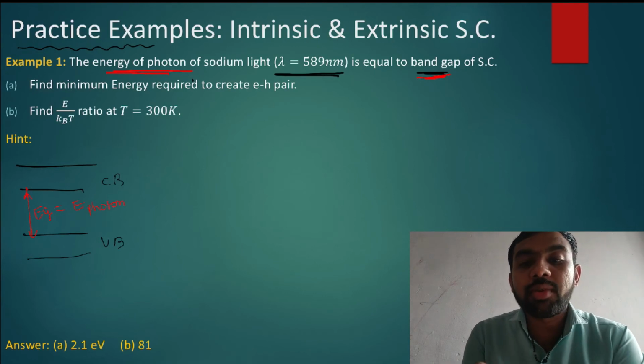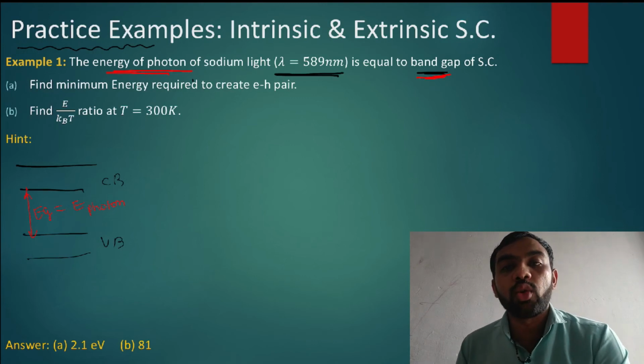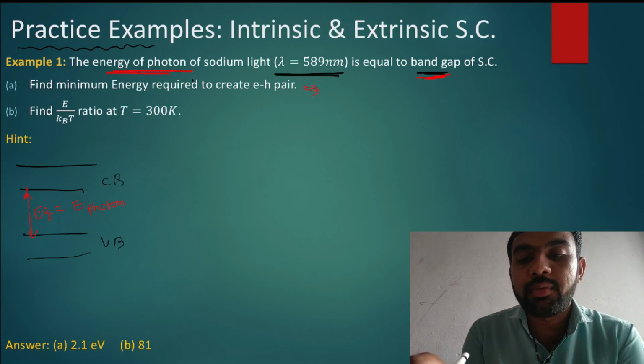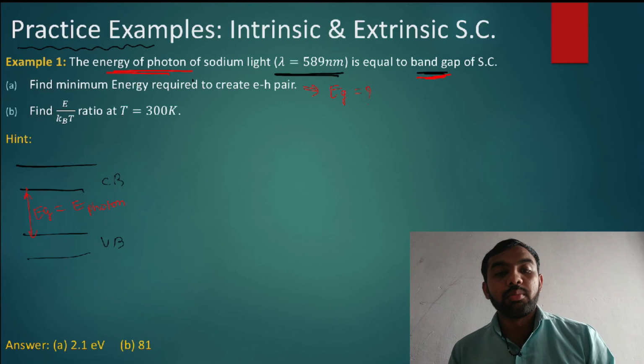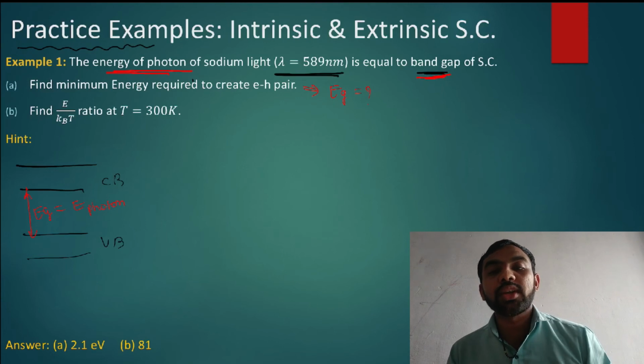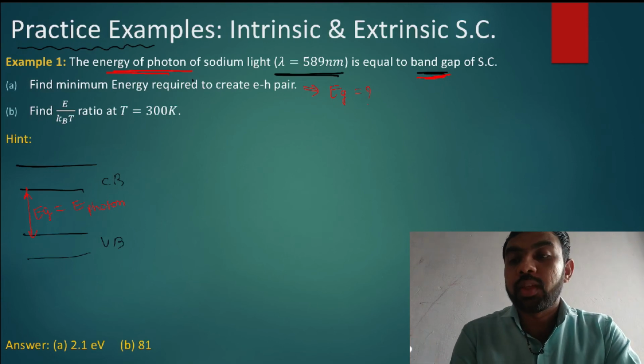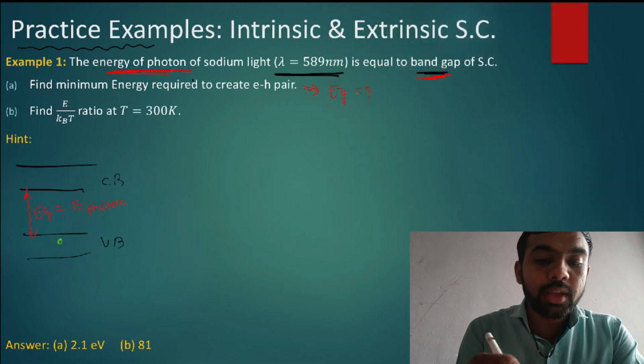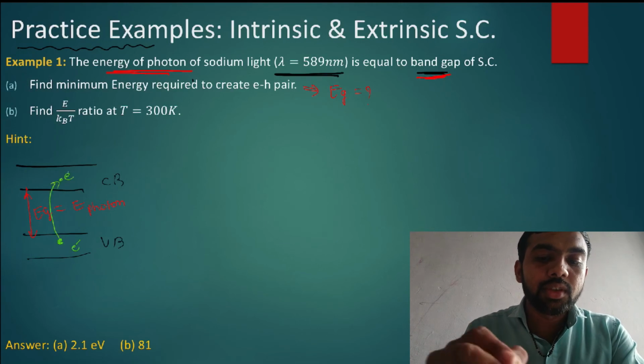Now find the minimum energy required to create an electron hole pair. So मतलब हमें band gap find करना है. हमें क्या find करना है? Eg is to be found out. See, find the minimum energy required to create an electron hole pair. मतलब कि देखो यहाँ पे मैं ग्रीन पेन से मार्क कर रहा हूँ. Suppose some electrons are present here. If one jumps here, then what is remaining?